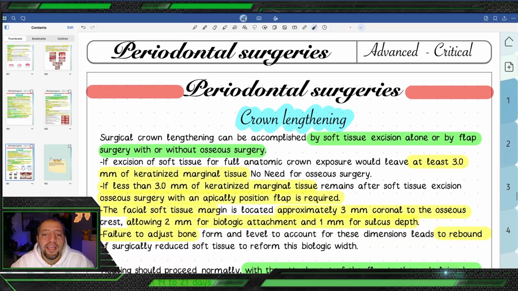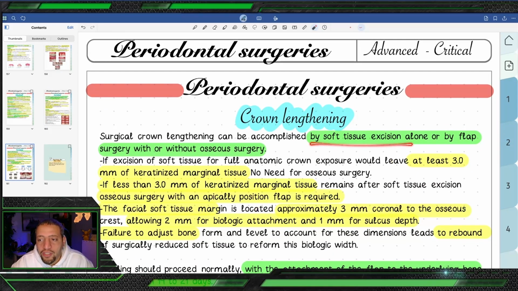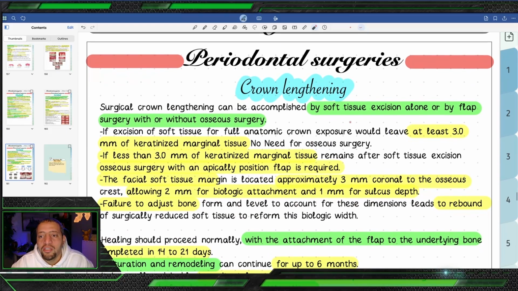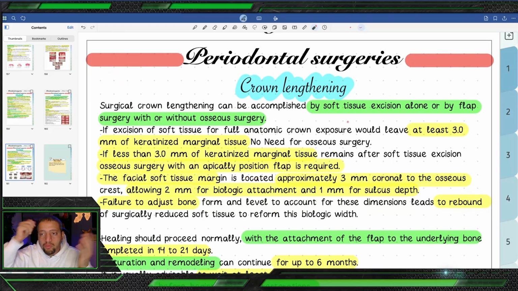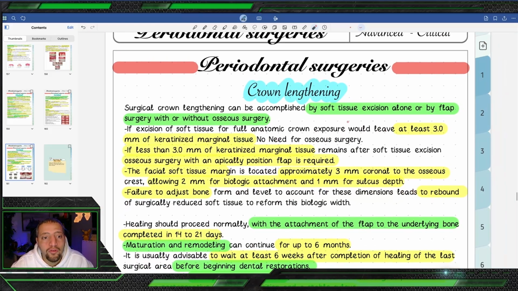Clinical crown lengthening can be accomplished by soft tissue incision alone or by flap surgery with or without osseous surgery. So this is related to whether you need to remove bone. If you don't want to remove bone, you just remove the soft tissue, or if you would like to remove bone, you should remove the bone. If excision of soft tissue for full anatomic crown exposure would leave at least 3 mm of keratinized marginal gingiva, there is no need for osseous surgery. This means if you have 3 mm of attached gingiva, you do not need to remove the bone.